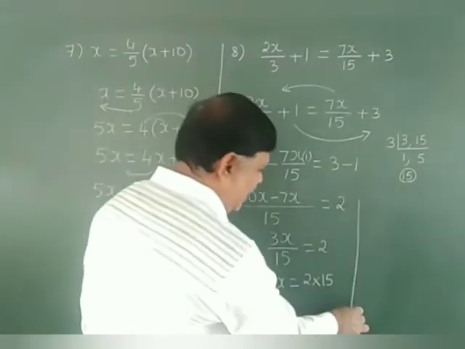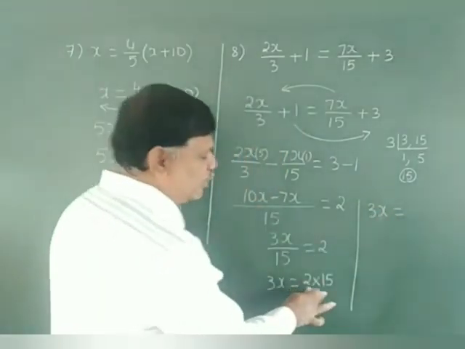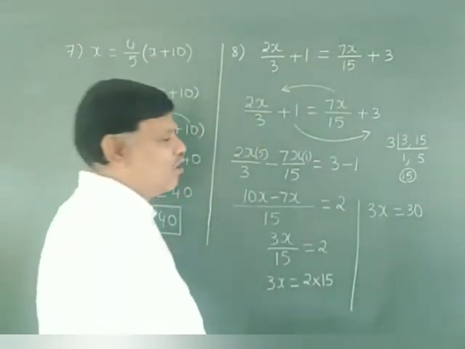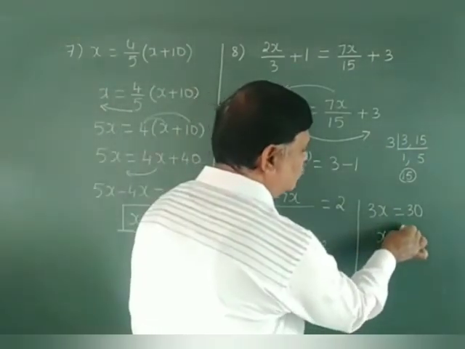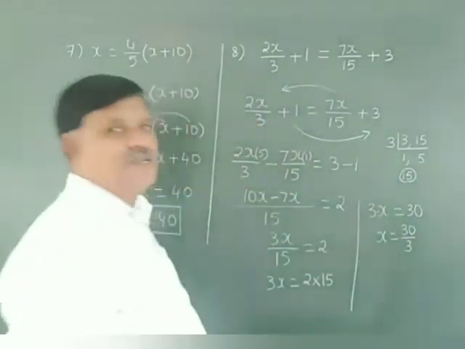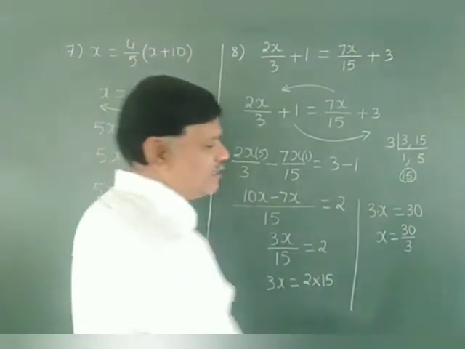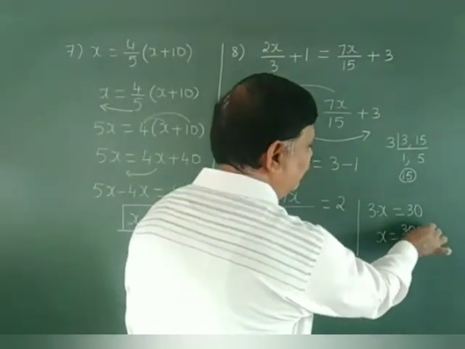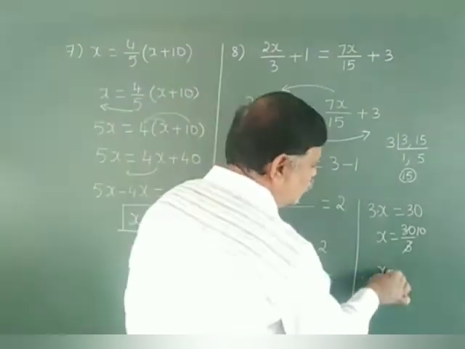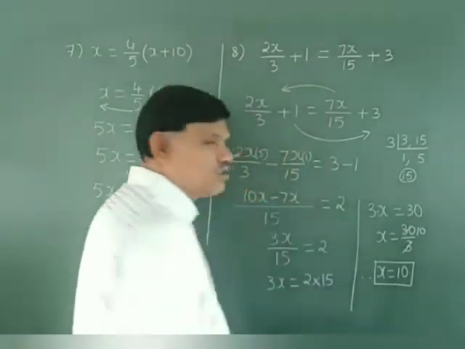Okay. So what we have now here? 3x equals to 2 into 15. How much? 30. Now what is x equals to then? 30 by 3. Because 3 is in multiplication. When it transposed to RHS, it goes to denominator. Now 3 cancels 30 for how many times, children? 10 times. Therefore, the solution for this equation is x equals to 10.